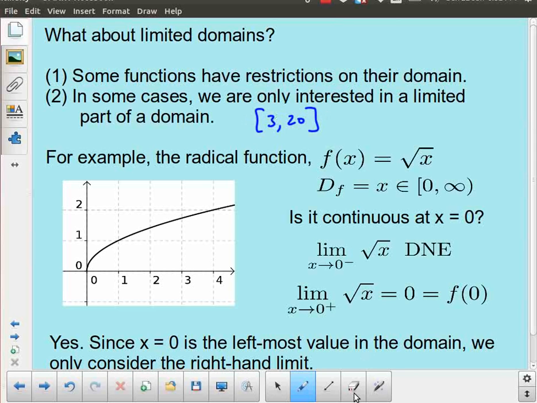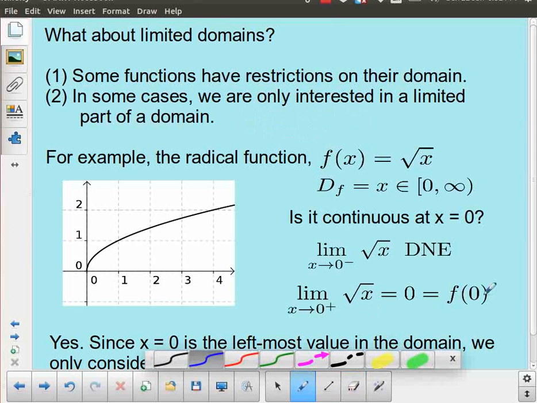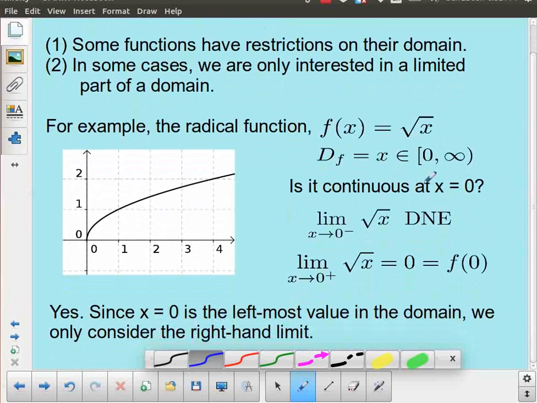In either of these cases, we have to consider an exception to our rule on the previous page. And so I'm going to use the radical function to illustrate that exception. So the question that gets asked here would be, is the radical function continuous at x equals 0?